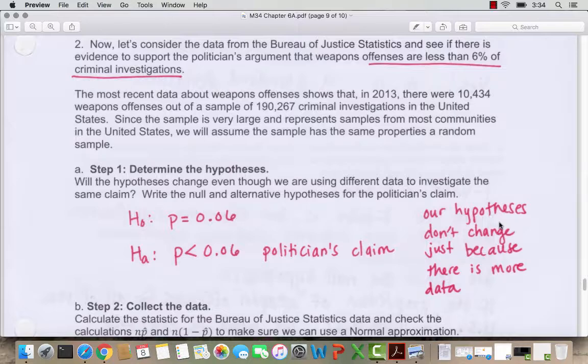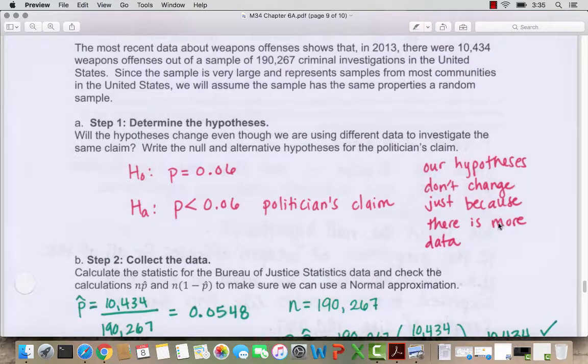So since this sample is very large and it represents most communities in the US, we're going to treat it as having the same properties as a random sample. So our hypotheses don't change. We're still comparing to that 6% that the politicians change. So even though we have more data, we're still asking the same question.